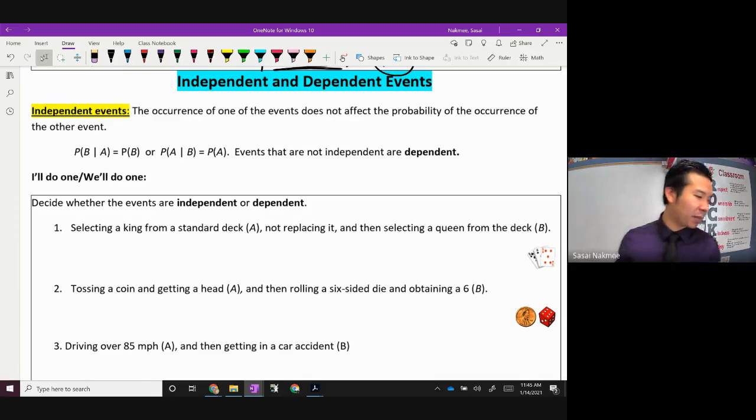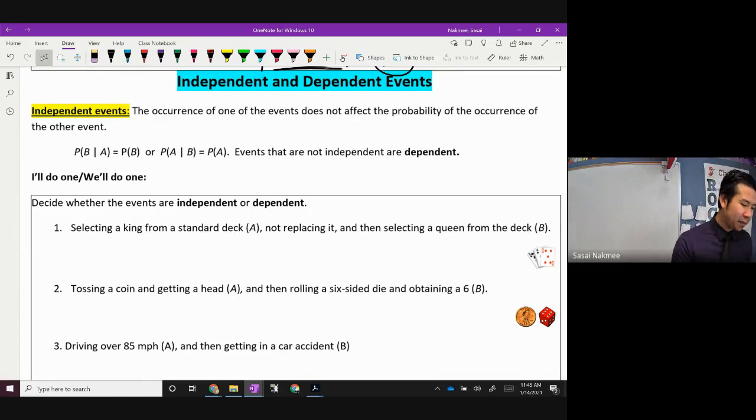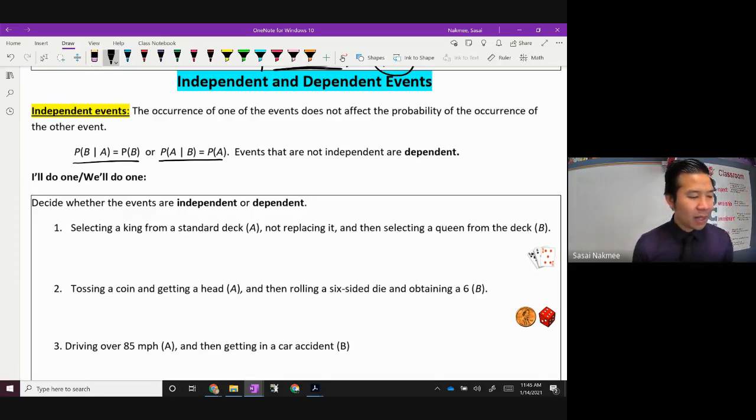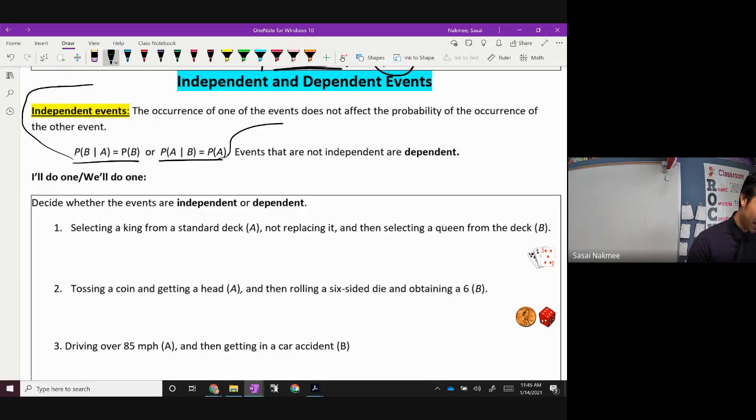Meaning, if I looked at the probability of B given A is just equal to B, or the probability of A given B is just equal to the probability of A, that means that the events are, wait, what? That's not right. Oh yeah, no, these are independent events. These are independent events. Right here.